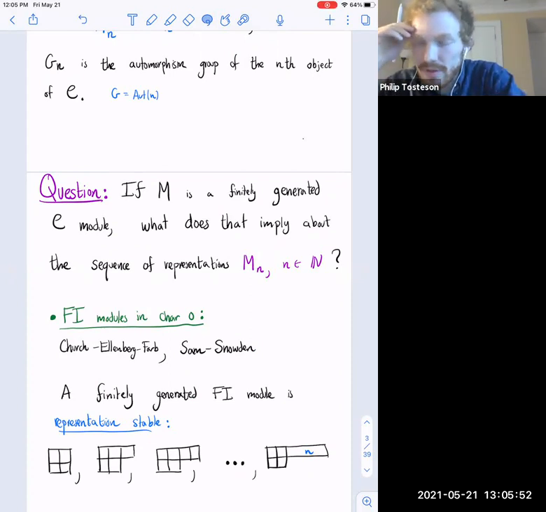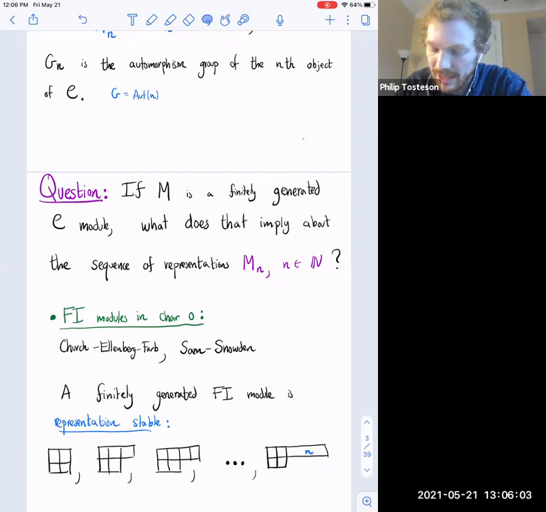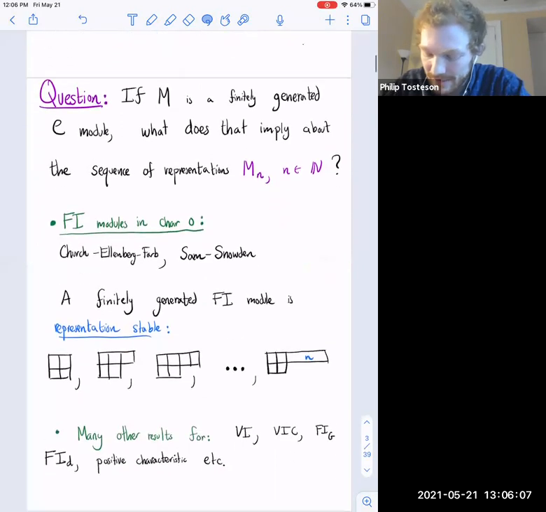which were studied by Church, Ellenberg, and Farb, and in a different context by Sam and Snowden. In that case, there's this very nice pattern called representation stability, which in particular tells you what happens to the underlying sequence of S_n representations. Visually it looks like this.